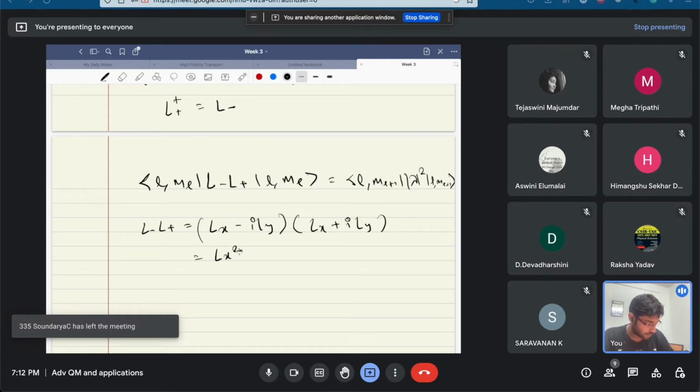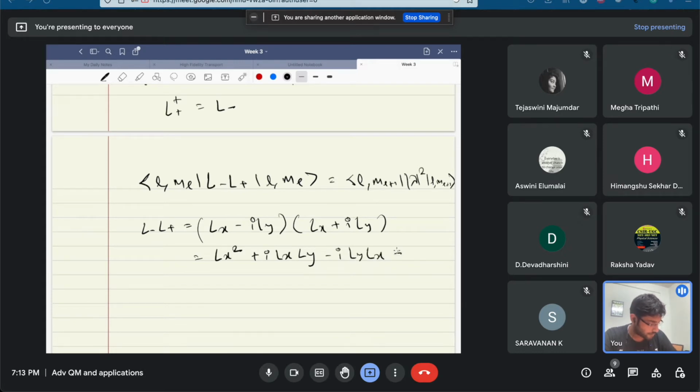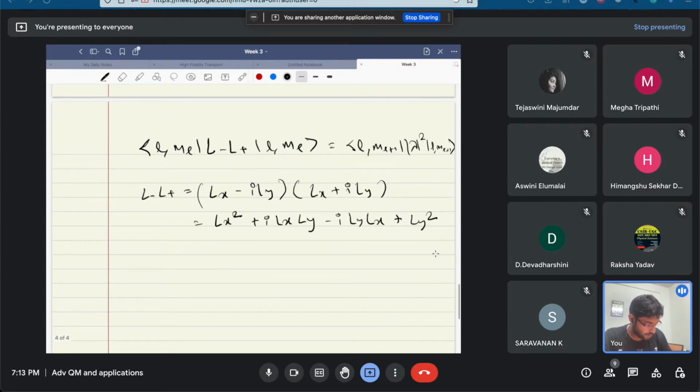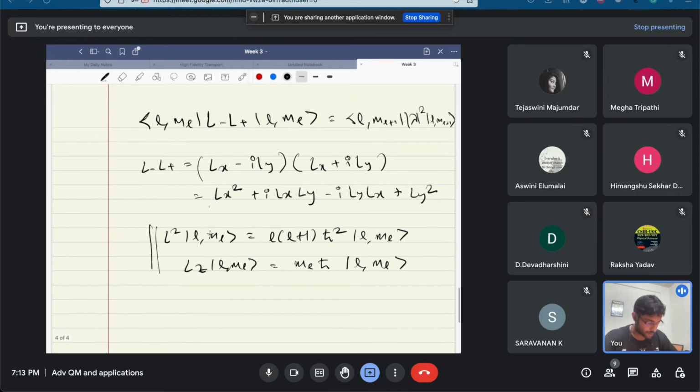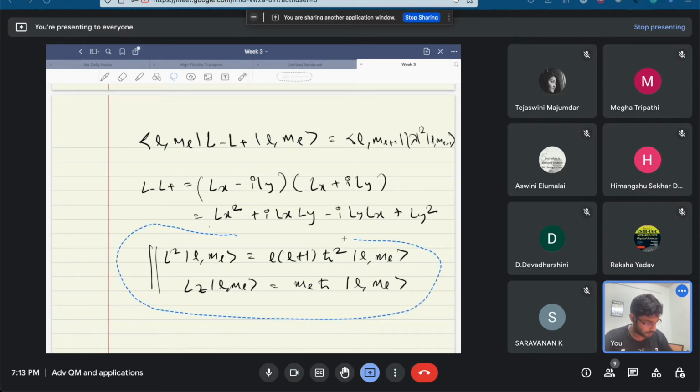So this gives us Lx square plus I Lx Ly minus I Ly Lx plus Ly square. From the lectures you have already seen that L square and Lz are the two main operators whose eigenvalues we already know. L square operating on L, ML gives L times L plus 1 h bar square L, ML, and similarly for Lz we get ML h bar. These are the two main relations that we know, so we have to use them, and in order to use them we have to reduce the expression in terms of these two main equations. I'll just shift this thing to the top.